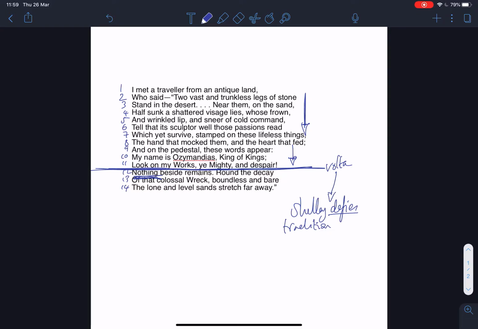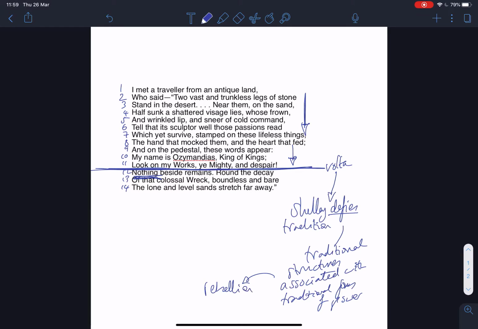Now, traditional poetic structures probably would be associated with power and traditional forms of power. And Shelley's poem itself is therefore structurally a rebellion against power. He is rejecting the traditional forms of the sonnet. He is refusing to accept the traditional form of the sonnet. He's using a poetic form that should be for love poetry, traditionally for love poetry. Here, it's to discuss the nature of power.